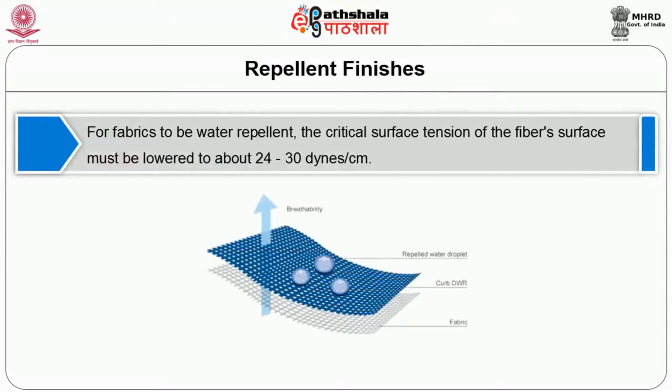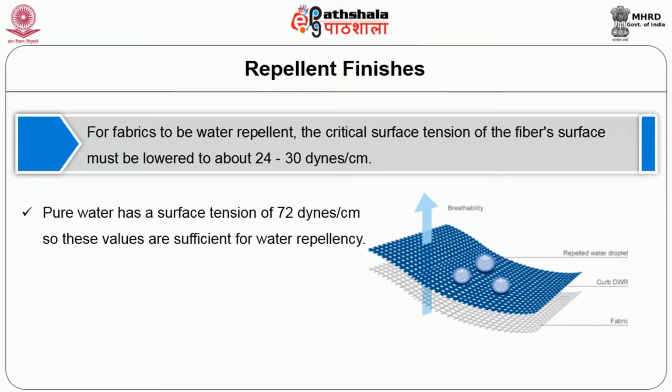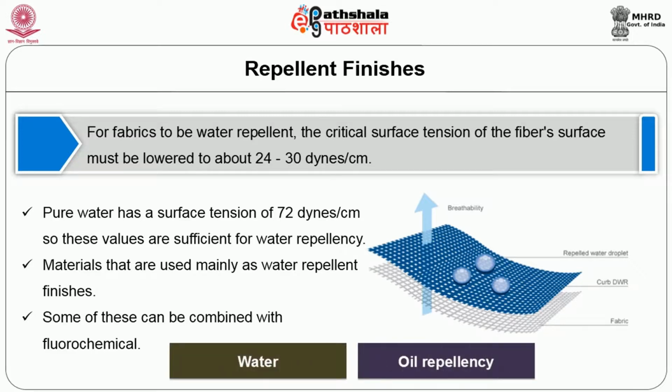Water repellent finishes. For a fabric to be water repellent, the critical surface tension of the fiber's surface must be lowered to about 24 to 30 dynes per centimeter. Pure water has a surface tension of 72 dynes per centimeter, so these values are sufficient for water repellency. This section will be devoted to describing materials that are used mainly as water repellent finishes. In a later section, we may be seeing some of these combined with fluorochemical finishes to enhance both water and oil repellency.